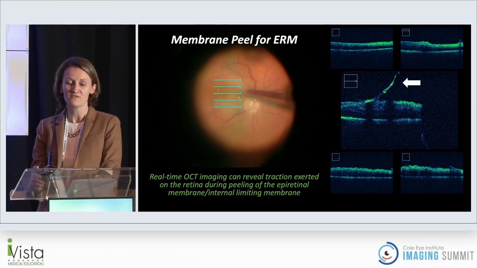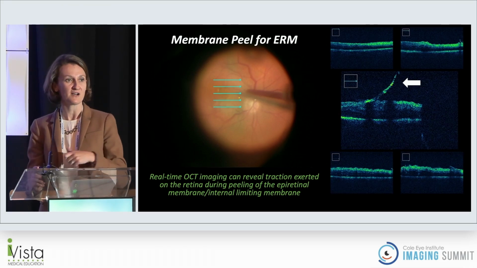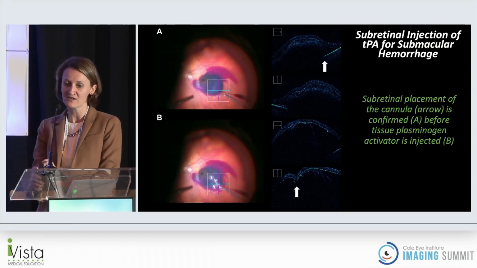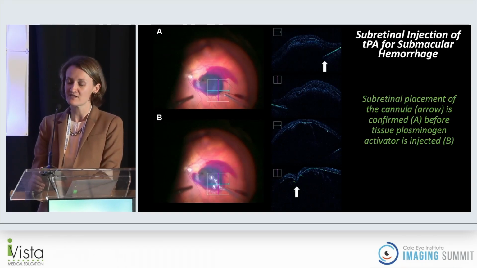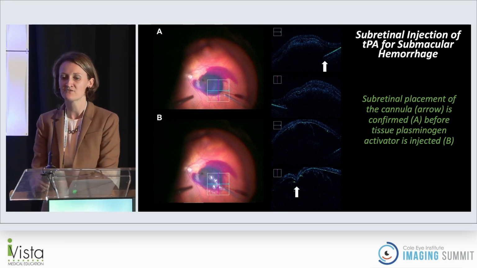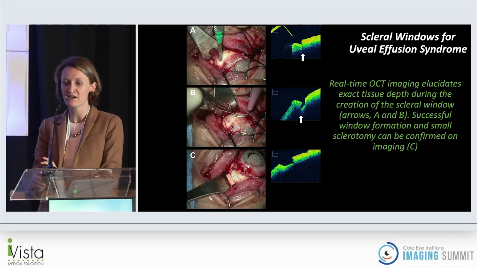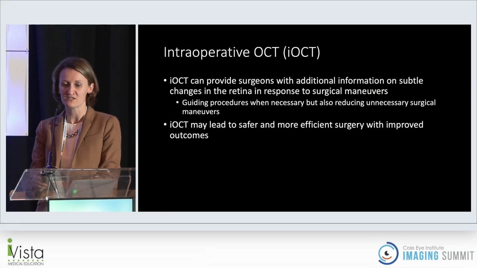Here's an example of doing a membrane peel for an epiretinal membrane, where as you're pulling up on the membrane that's present, you can see the traction that's actually there. Similarly, in cases like one I did last Friday where you inject TPA for macular hemorrhage, you want to make sure that the cannula is under the retina but not in the sub-RPE space prior to injecting, or even for more complex cases, for being able to tell depth if you're doing something like scleral windows for uveal effusion syndrome.